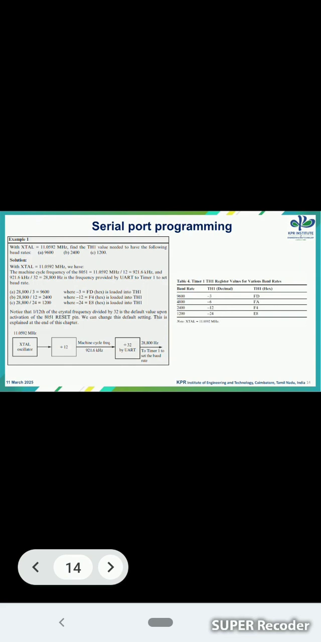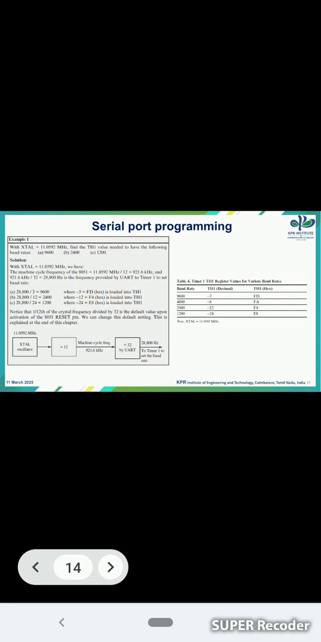As we know, the register TH1 has the baud rates of 9600, then 2400 and 1200. This is called the timer 1 register, which has different baud rates. So for the serial communication, the timer register is most important. It is the one that generates the baud rate.